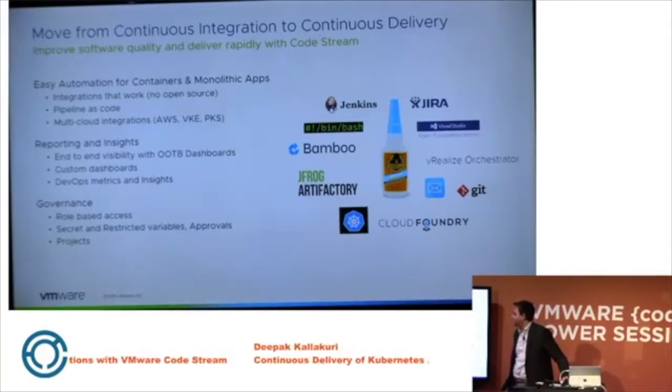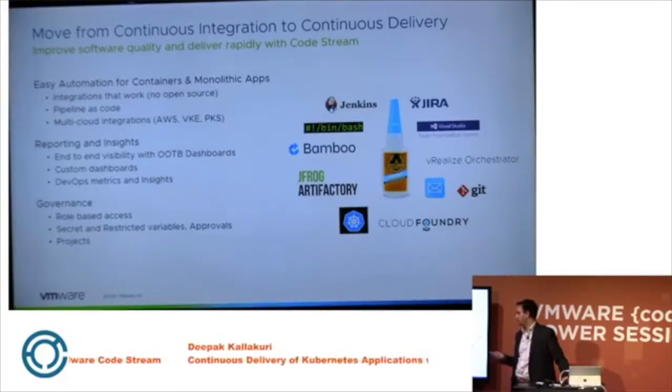Thank you. So the key advantages of using CodeStream would be, one, it's easy automation. It's all declarative. It's pipeline as code. There are no open source plugins, so you can use the software as it comes. It supports multiple clouds and both traditional and container applications. You get out-of-the-box reporting and insights. We are adding a lot of value in that as well. Over the next release, you would see a lot more out-of-the-box dashboards coming up. And finally, the governance layer.